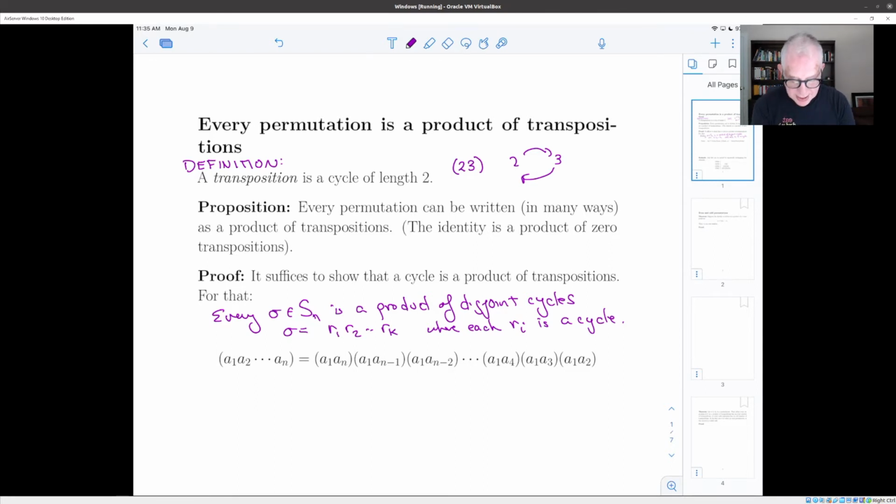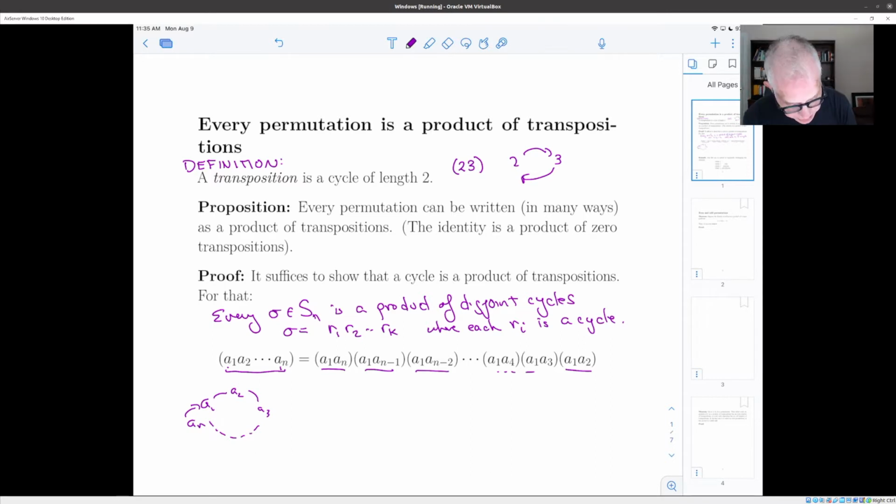And this we can just write down. So suppose we have the cycle (A1 A2 ... AN). So remember, this is the permutation which sends A1 to A2, A2 to A3, and so forth, and finally takes you to AN, and then back to A1. And I'm just going to show you how to write that as a product of transpositions. You take the first, you interchange the first and the last, and then the first and the second to the last, and then the first and the third to the last, and so on, all the way down to the first and second elements. And I claim that this product of transpositions gives you the cycle.